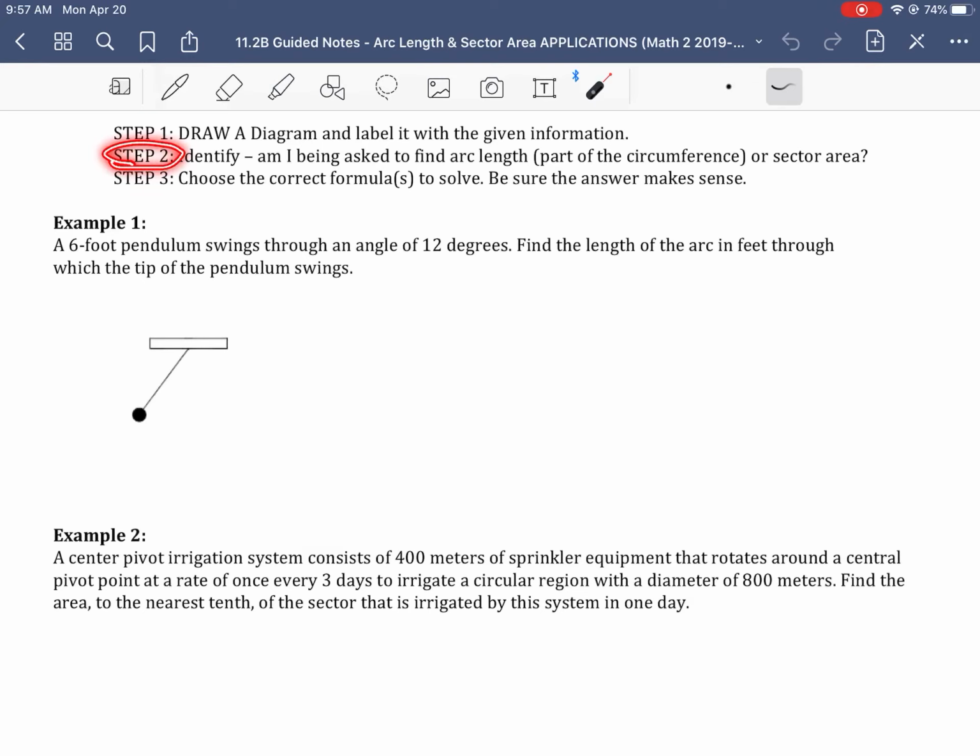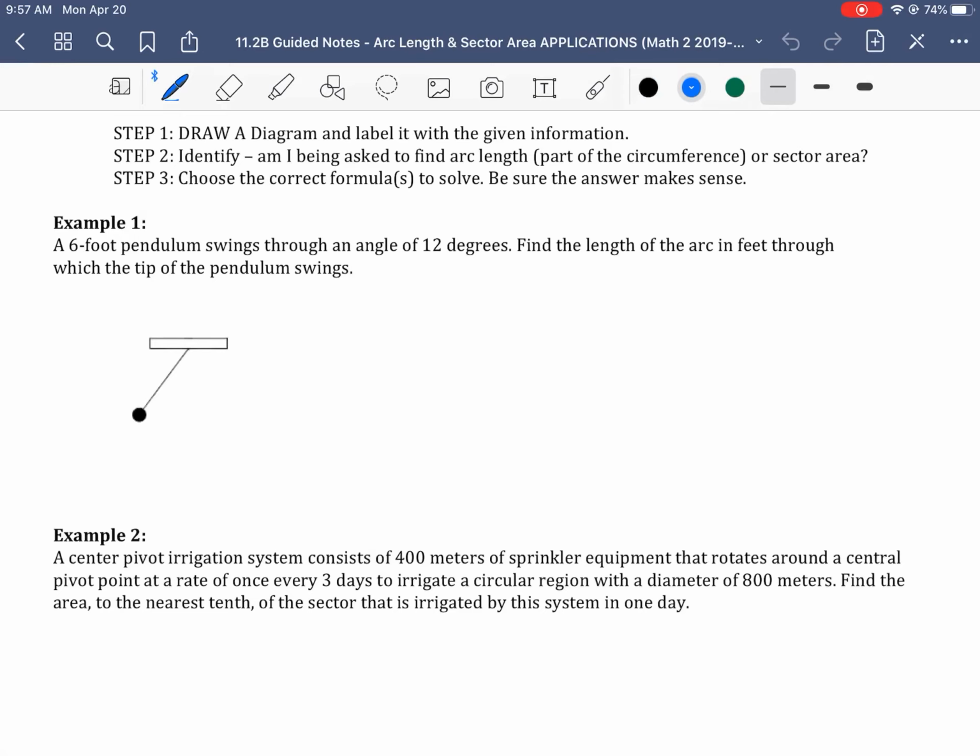Then step 2, what are you being asked to look for? So is this more of an arc length? Are we finding a piece of the circumference on the outside? Or is it asking us for area on the inside? And then lastly, you do need to, again, use those formulas, choose the correct one, and then make sure when you get to the end that your answer makes sense. Okay, those are the steps we're going to go through. So just 3 examples in this video.